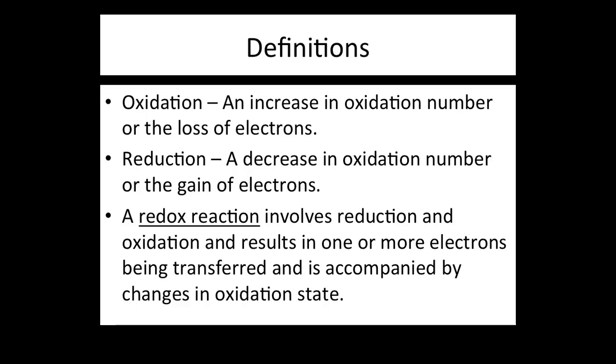Let's begin by looking at some definitions you should be familiar with from AS chemistry. Oxidation is an increase in oxidation number or the loss of electrons. Reduction is a decrease in oxidation number or the gain of electrons. A redox reaction involves both reduction and oxidation and results in one or more electrons being transferred and is accompanied by changes in oxidation state.